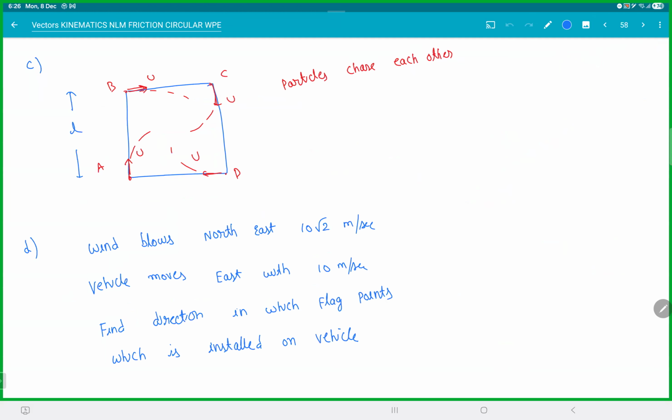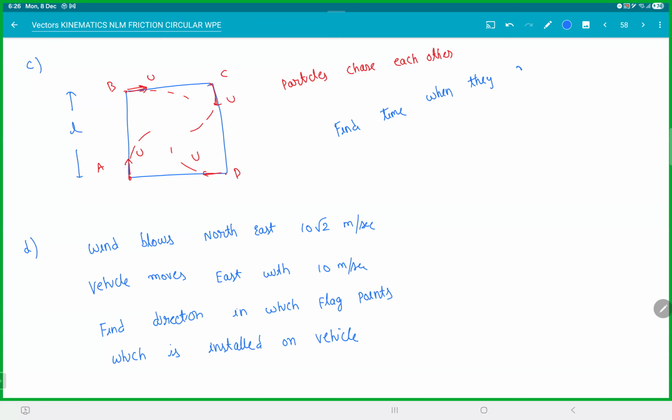I hope you remember these problems. Four particles on a square, they're chasing each other. Find the time when they meet and distance traveled. We have done this extensively, you have some pretty good advanced problems. Find the angle rotated by the particle as function of time t. We did that in circular motion.